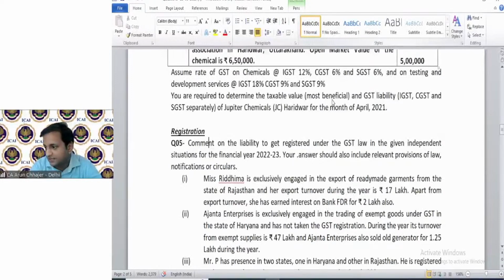Give me the answer whether registration is mandatory in the given case. If no, or if yes, support with your reason. After giving the reply, I will make some permutation combination to this question.